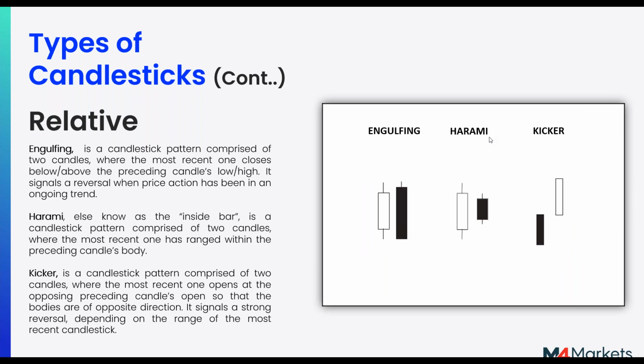Now, the relative ones, we're introducing engulfing, harami, and also the kicker. These are just choices, and you're going to understand why I'm picking those soon. Now, the engulfing candlestick pattern is one that is comprised of only 2 candles. The most recent one has to close above or below the preceding candle's high or low, depending on the direction. This, as you can see, is a representation of a bearish engulfing signal.